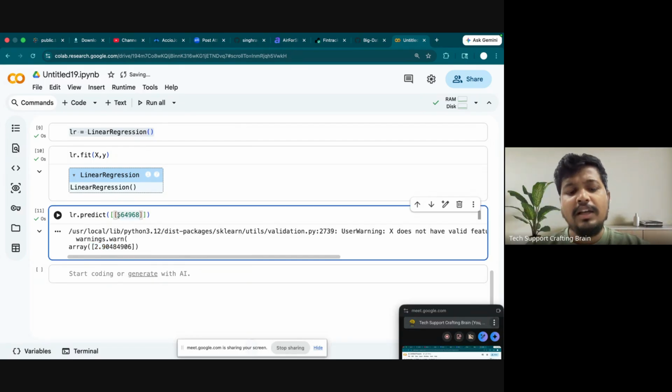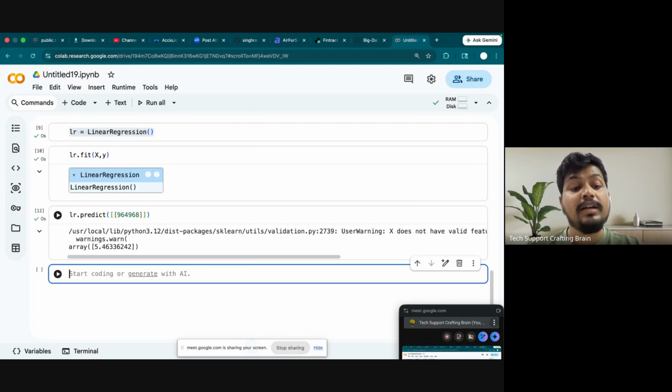Suppose I'm saying if my trailer views is nearly not 5 lakh, it is nearly 9 lakh 64,000. Then what is the collection my movie is going to make? It is saying your movie is going to make nearly $5.46 million collection. And this is how easy it is to make some sort of a prediction using the linear regression algorithm. Just simple like this.